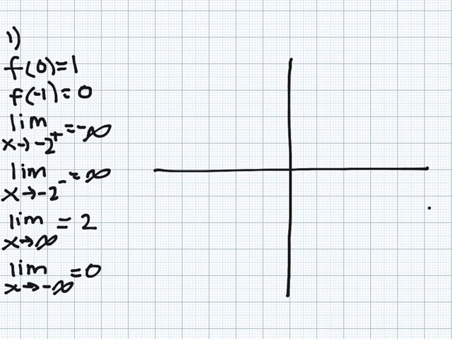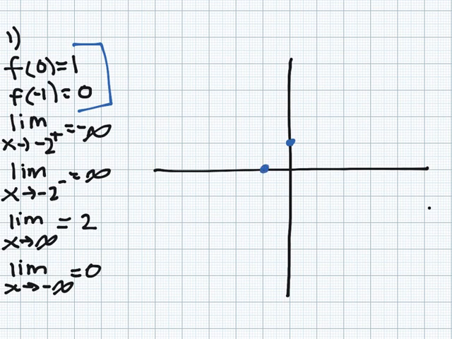So first what we can do is we can go through our conditions and see what we can plot. So we can start out with these two right here. So all we would have to do is plot these points. So our points would be f of 0 equals 1. So that means when x is 0, y equals 1. So that would be right here. And f of negative 1 equals 0. So when x is negative 1, y is 0.